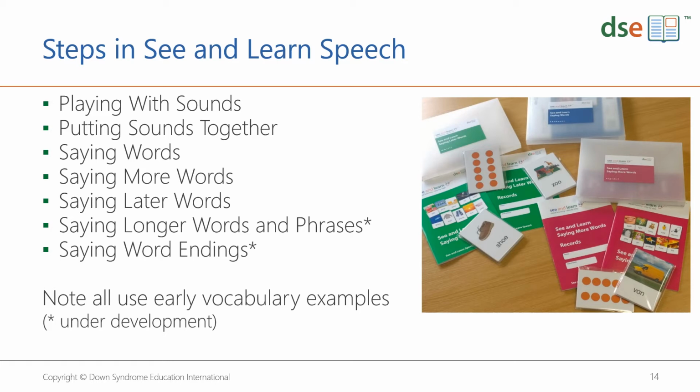Then moving on to saying longer words. Saying words and more words are mostly single syllable words, and then some 2 syllable words in the later words. When we get to longer words and phrases, we're looking at 2, 3, 4 syllable words and joining words together. We've also had requests from therapists to put out a step that focuses on word endings, children practicing specific word endings.